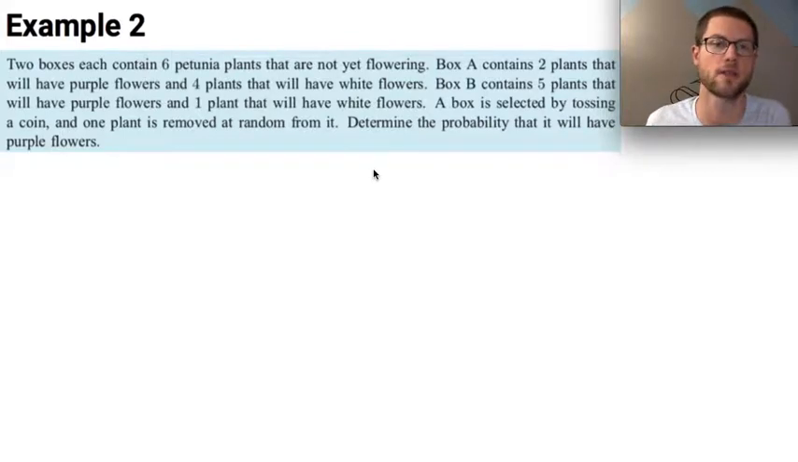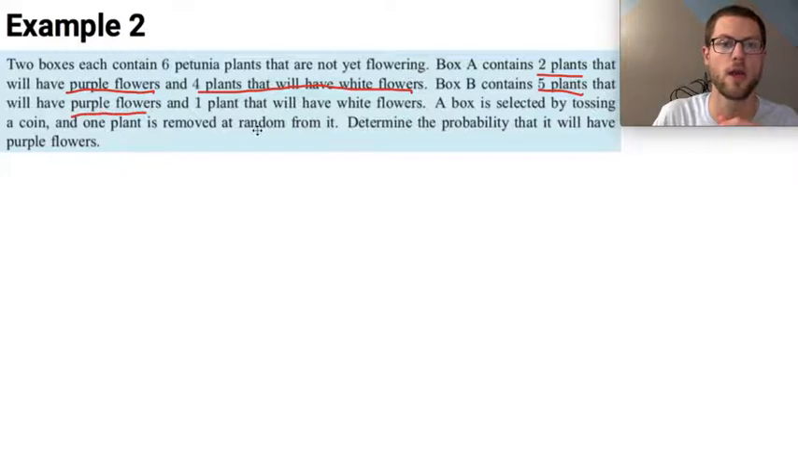Let's take a look at this next example of tree diagram probability. I've got two boxes, each containing 6 petunia plants that are not yet flowering. Box A contains 2 plants, I'm going to highlight that, 2 plants that will have purple flowers and 4 plants that will have white flowers. Box B contains 5 plants that will have purple flowers and 1 plant that will have white flowers.